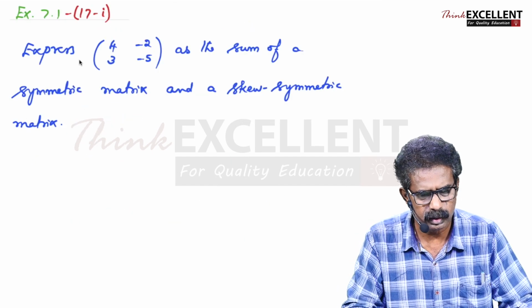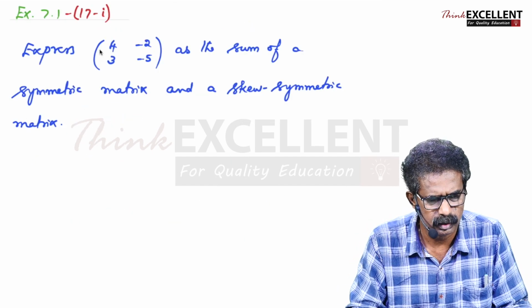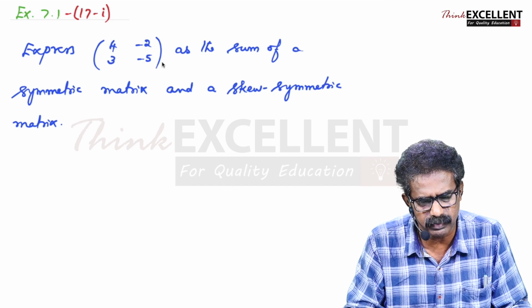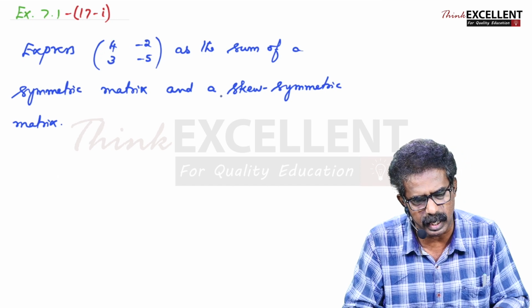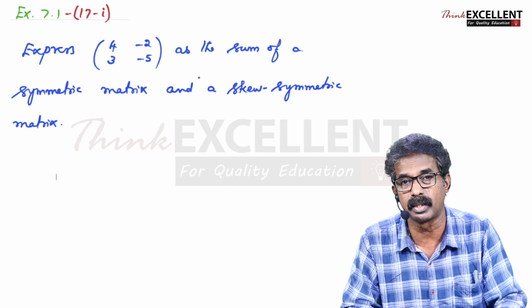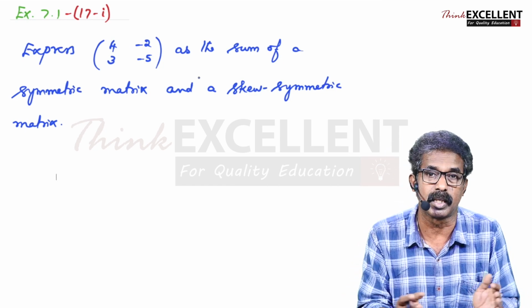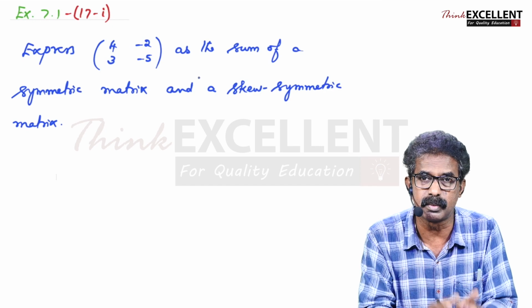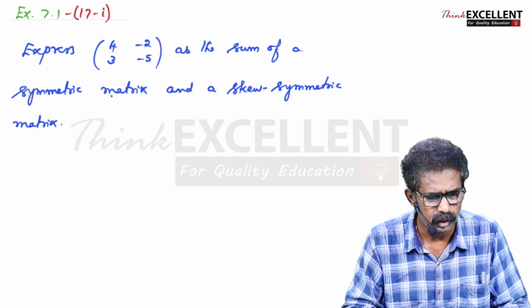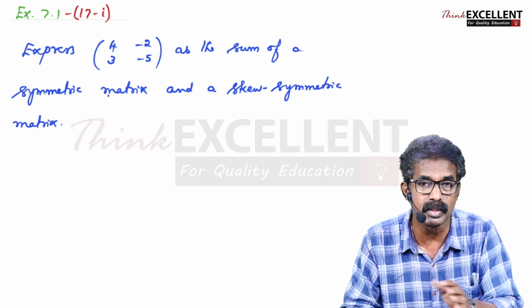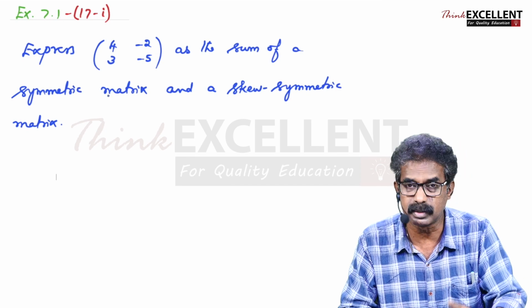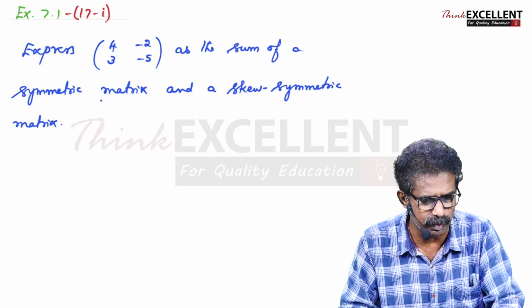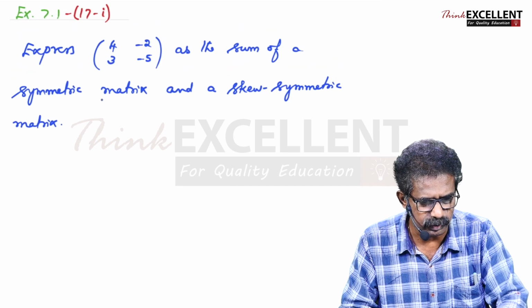Question number 17. Express 4 minus 2, 3 minus 5 as the sum of a symmetric matrix and a skew symmetric matrix. This one is a very important result. Every matrix can be expressed as a sum of two matrices, one symmetric and another skew symmetric. They can ask a 2 by 2 matrix or even a 3 by 3 matrix, as a 3 mark or even 5 mark question. So first we'll start with the 2 by 2.